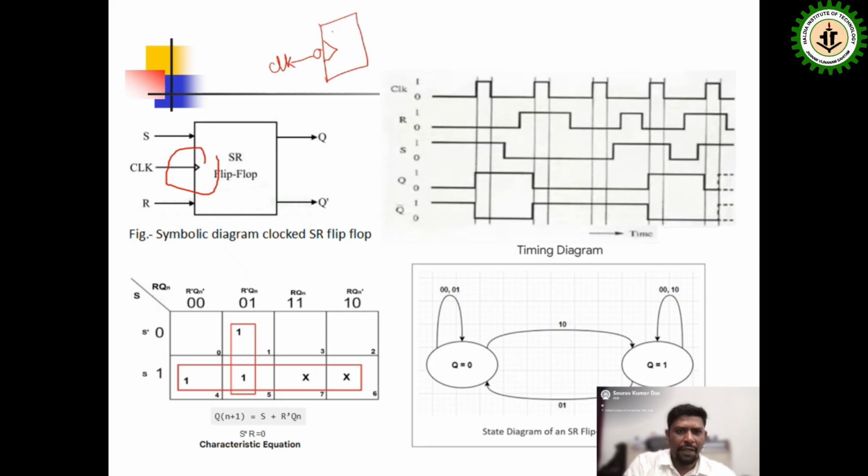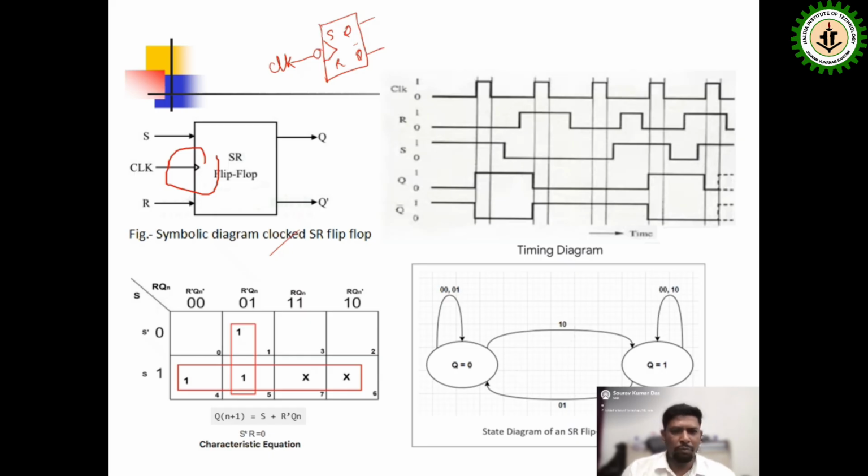So this is the S, this is the R, this is the Q and this is the Q bar. Okay, so this is the negative edge trigger. Now we can see this is the symbolic logic diagram, and also from the truth table you can derive the characteristic equation.